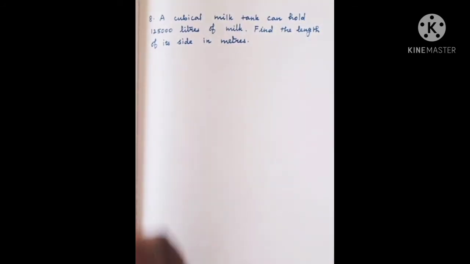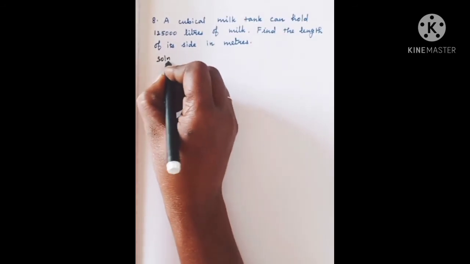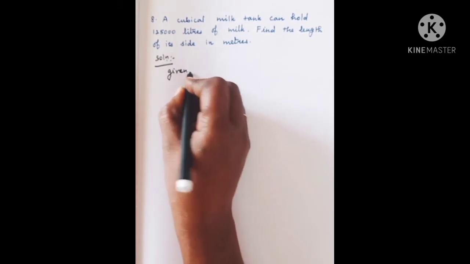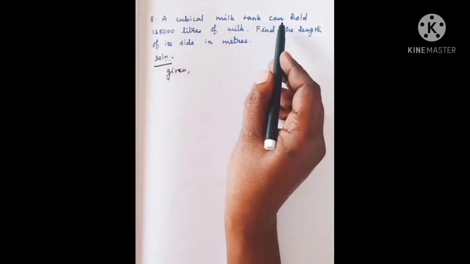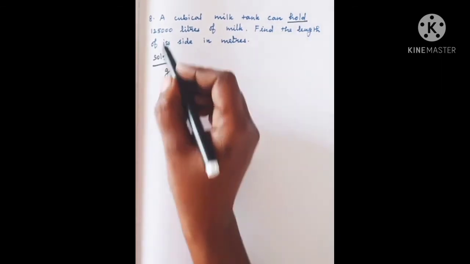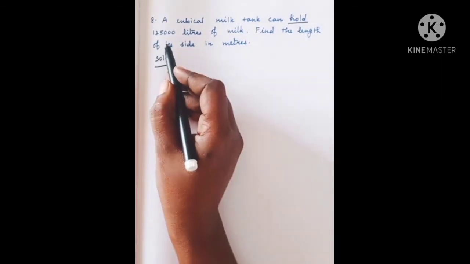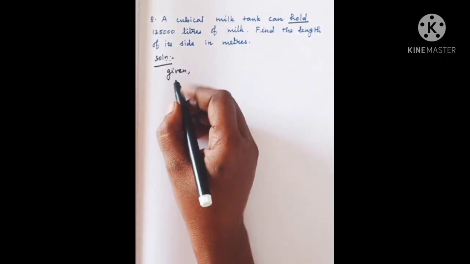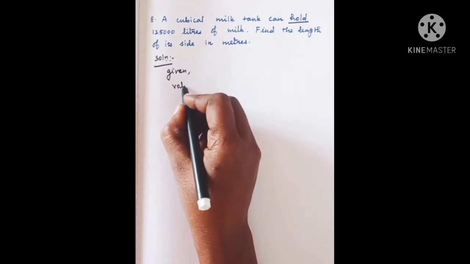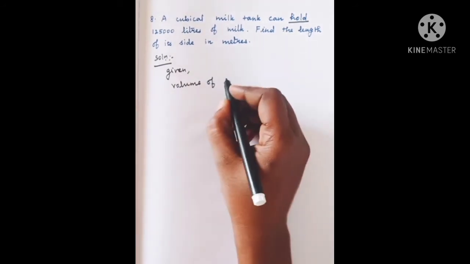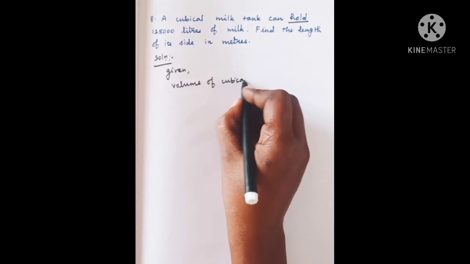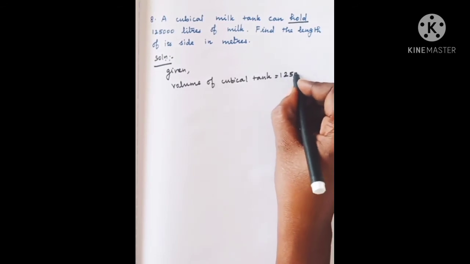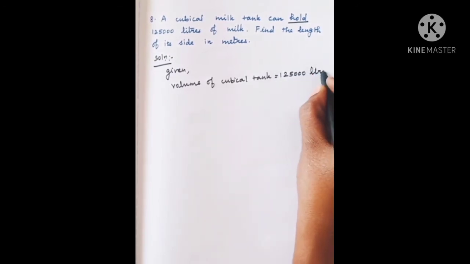Okay, here solution. What is given in the problem? Given: cubical milk tank can hold. Hold means its volume is given. Its capacity is given here. The capacity of the cubical milk tank is given. So the capacity should be taken as the volume. Isn't it? So the volume of cubical tank is nothing but 125,000 liters.